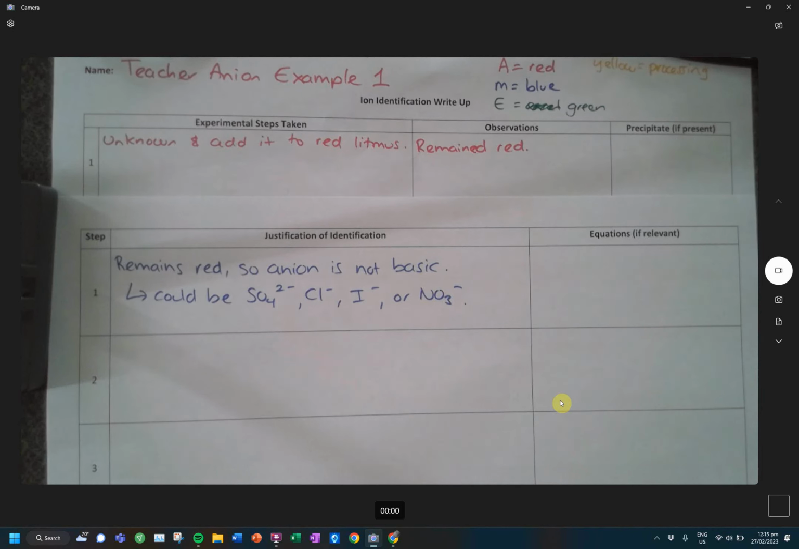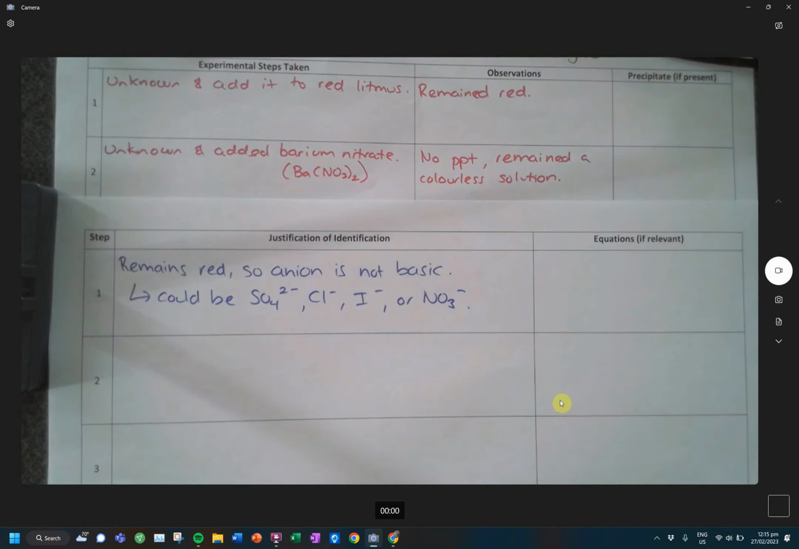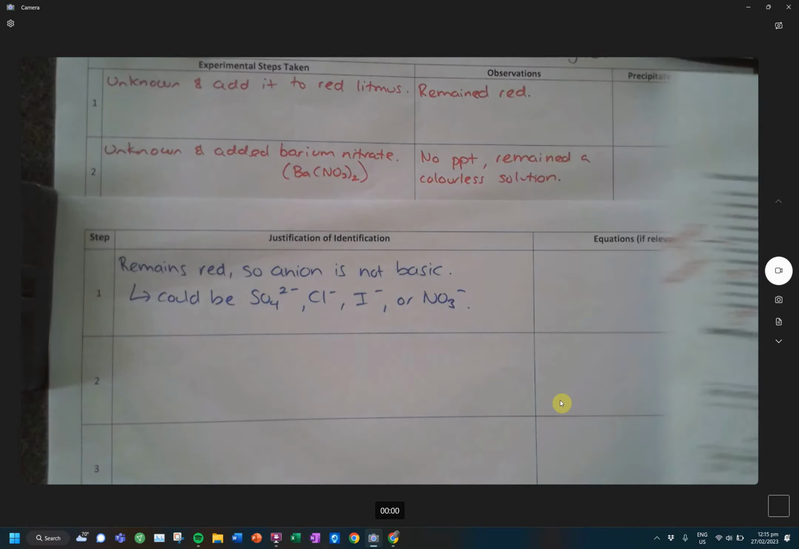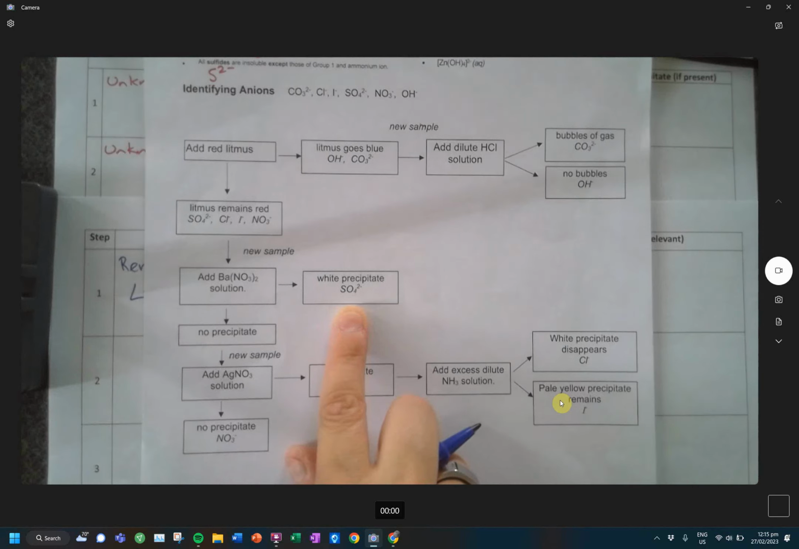We good? All right. Then when I look at step number 2, I added an unknown and I added barium nitrate and no precipitate formed. It remained a colorless solution. If a precipitate had formed, it would have told me that I would have barium sulfate. But since sulfate is not present, I don't have any precipitates.